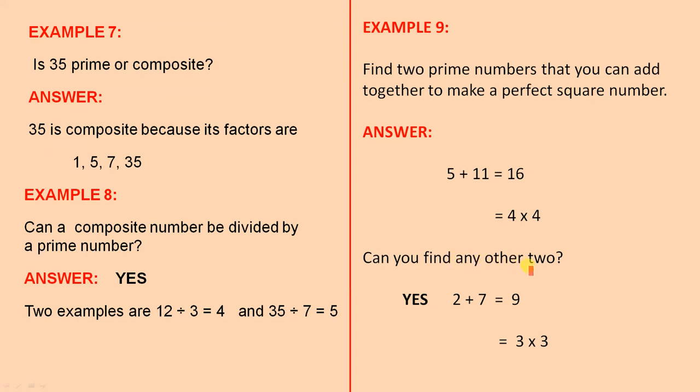Can you find any other 2? Yes, 2 plus 7, that gives you 9, which is the same as 3 times 3, because 3 threes are 9, a square number.